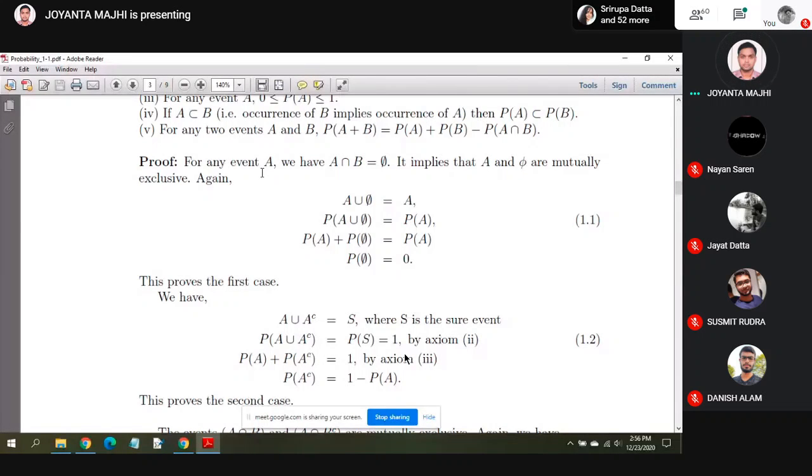Then probability of A union phi is equal to probability of A. And probability of A union phi is equal to probability of A plus probability of phi. This is from the third axiom of probability. If we cancel probability of A from both sides, then we get that probability of phi is equal to 0. This is the proof of result 1.